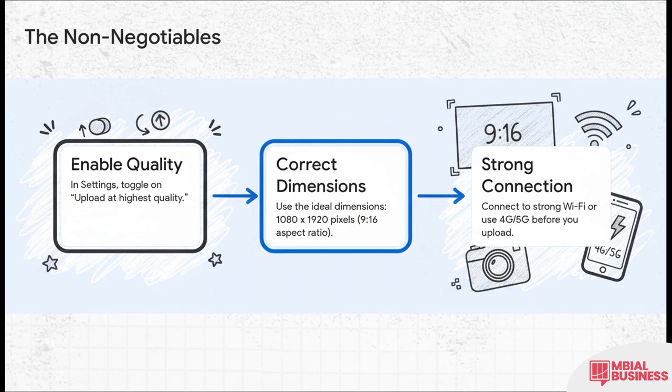Step one is the magic button. You're literally telling Instagram, hey, I prioritize quality. So go into your settings right now and turn this on. Step two is all about preparation. You have to feed the machine exactly what it wants, and that is 1080 by 1920 pixels. And number three, it's simple, but it's so crucial. Never, ever upload on a bad connection.